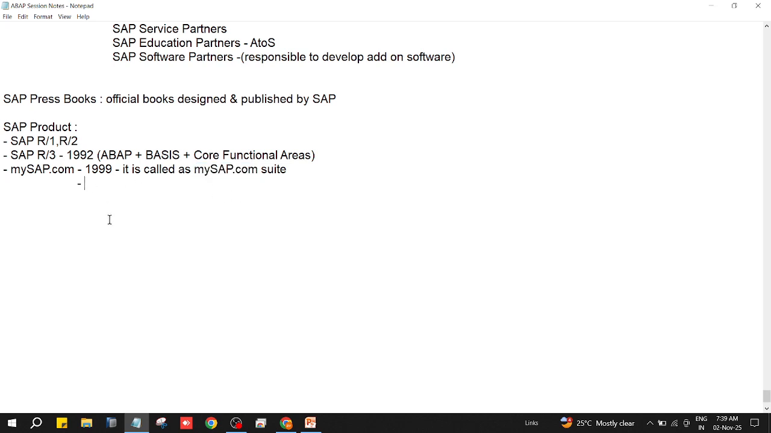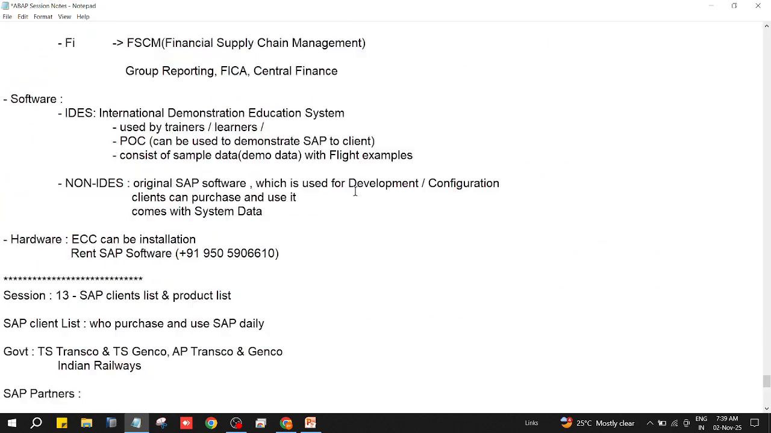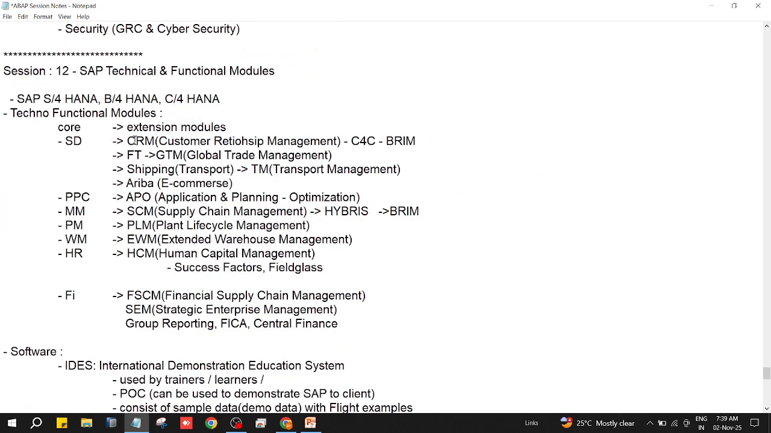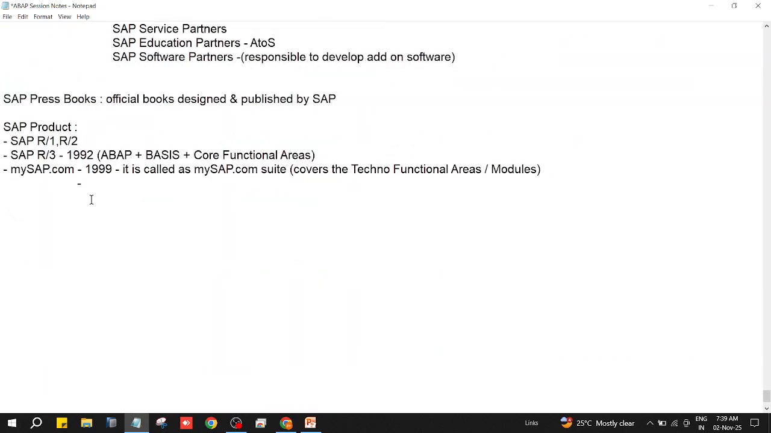If you look at mySAP, this covers what? This covers the techno-functional areas, or techno-functional modules, we can say. Again, what are all the techno-functional modules? If you go back to yesterday's new extensions, whatever I said, these are all techno-functional modules only.